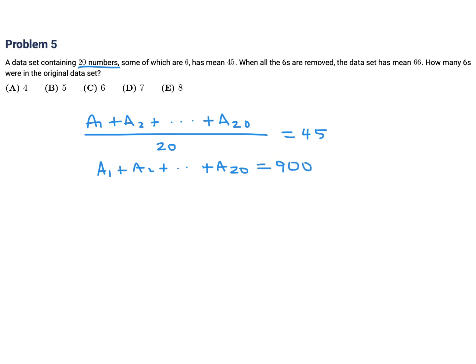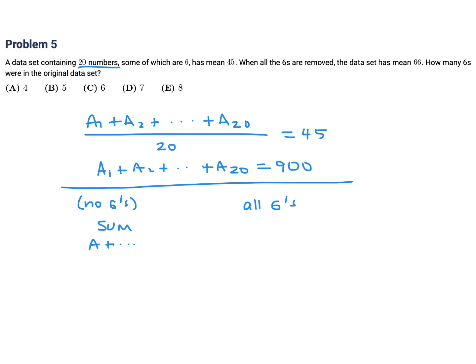Now that sum, though, is in two groups. There's the sum of a whole bunch of A's that do not consist of any 6s. So no 6s in this sum. And then you have another group that is all 6s. And the sum there would basically be 6n, where n is how many 6s there are. Correct?